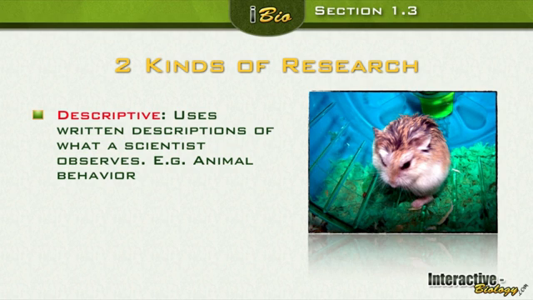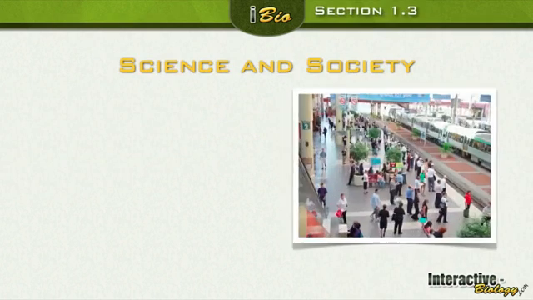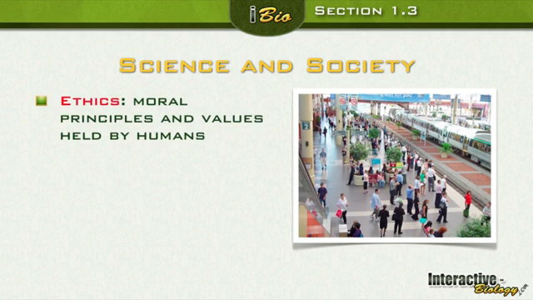All right, let's move on. So the two types of research, number one was what? Quantitative, and number two was descriptive. You can just tell by the names what they are, all right? So science and society, let's talk a little about that.